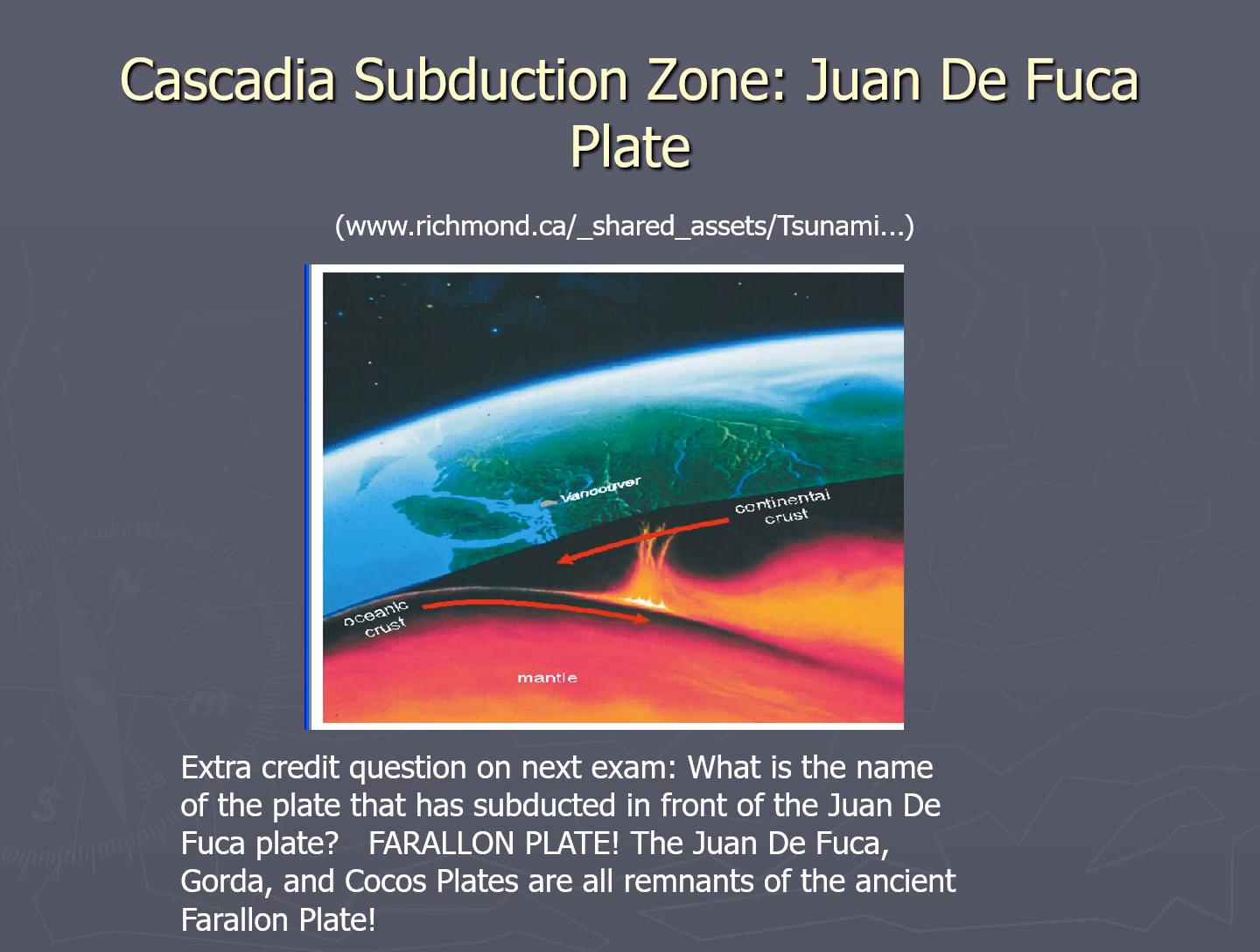But your extra credit question here is, there is a plate that is beneath North America now and has subducted in front of the Juan de Fuca plate. We call that the ancient Farallon plate. And the Juan de Fuca plate, Gorda plate, and Cocos plates, and Nazca plate really are all remnants of this ancient Farallon plate. The Farallon plate was around, say, in the time of Pangaea.